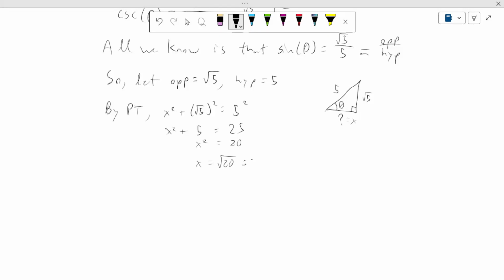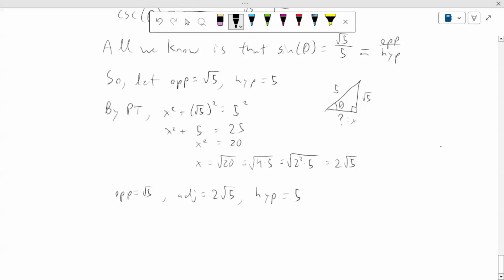Now we're going to simplify that. That's 4 times 5, so that's the square root of 2 squared times 5. The square root of 2 squared is just 2, so we get 2 times the square root of 5. That's my missing side length. So my opposite side is of length square root of 5, my adjacent side is of length 2 square root of 5, and my hypotenuse is of length 5. That's really all I need in order to find sine, cosine, tangent, cosecant, secant, and cotangent of theta.